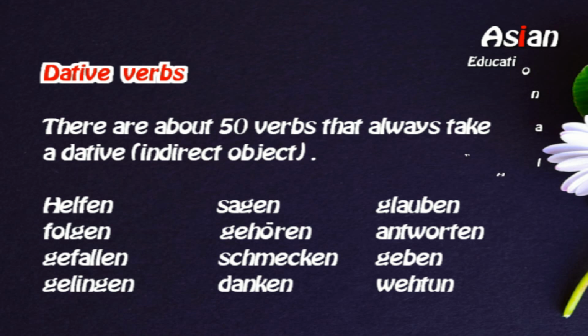And next one is dative verbs. There are about 50 verbs that always take dative indirect object, like helfen, folgen, gefallen, gelingen, sagen, gehören, schmecken, danken, glauben, antworten, geben, and wehtun. So these are dative verbs. So there are about 50 verbs in German.